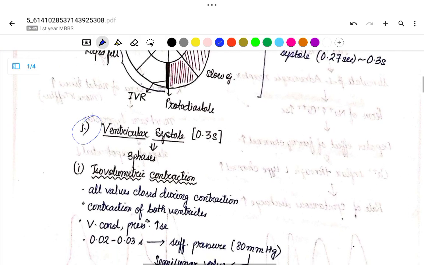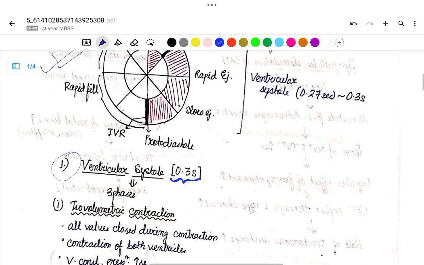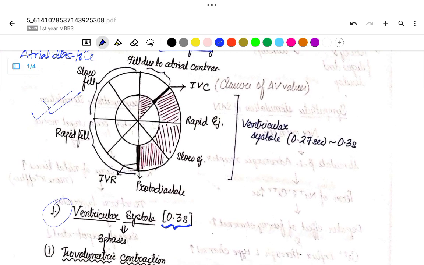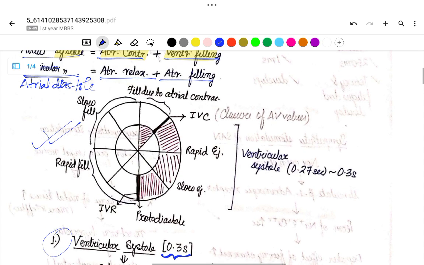So the ventricular systole is about 0.3 seconds. The total ventricular contraction is about 0.3 seconds.